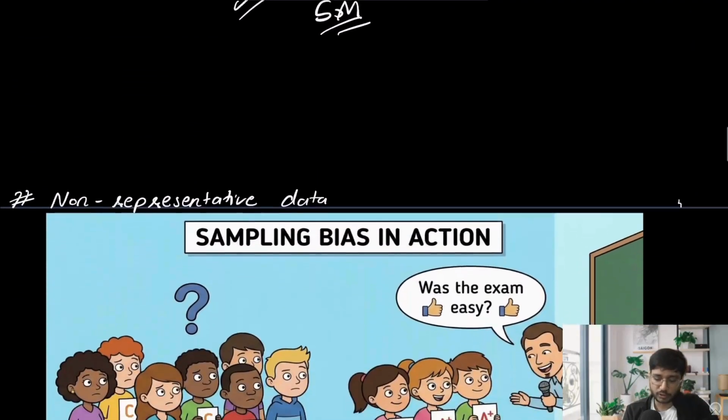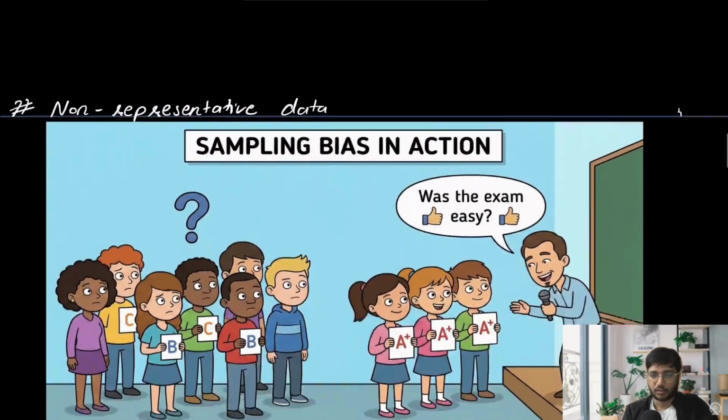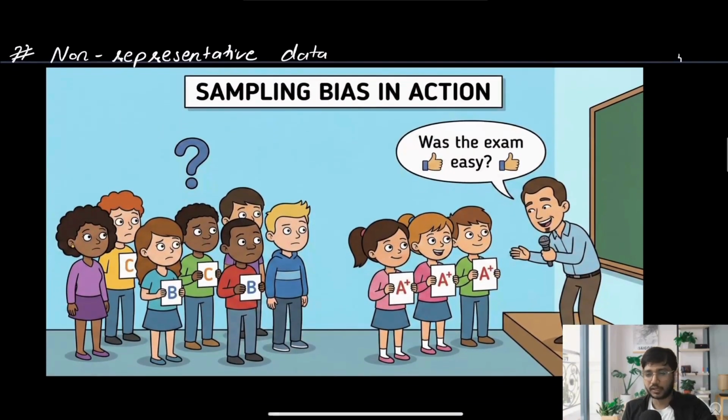So one is non-representative data. What do you understand by non-representative data? Let's go with an example. Let's say there's a teacher who took an exam, and just to get an overall idea of the class strength, they asked the top scorers whether that exam was easy. And the top scorer will obviously say that, okay, the exam was easy because they all got A plus.